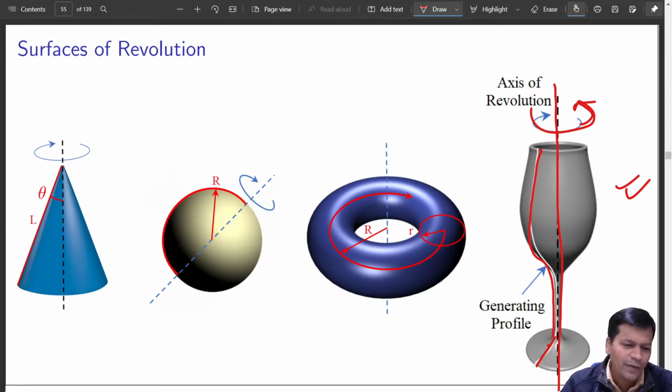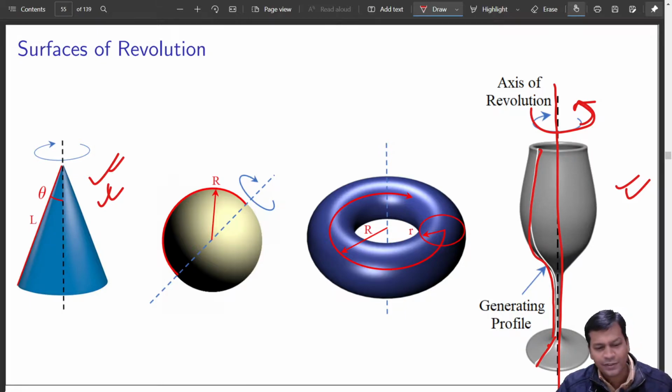Again, you have something like a straight line, a straight line rotated about an axis. An inclined straight line will give you a cone-like shape. So what type of cone is this? Obviously a hollow cone. Yes, this is open from the bottom. Hope you got it. Why is it so?